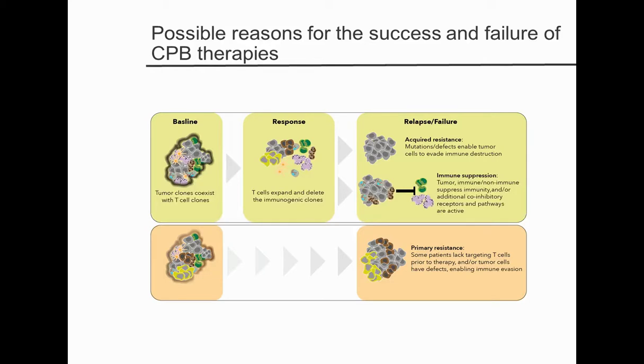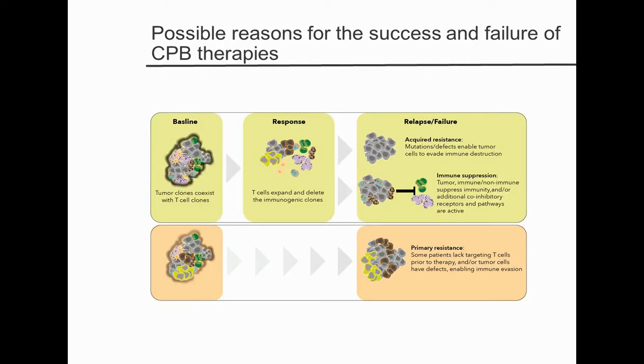The upper part talks about what we may call acquired resistance, patients that have an initial response to therapy, but after a while they relapse and the tumor progresses. And if we look at the lower part, these are the primary resistance tumors. These are tumors that do not respond to these types of therapy. This could be due to lack of infiltrating or targeting T-cells within the tumors, or defects that are already present within the tumors prior to therapy, such as loss of antigen presentation capabilities.